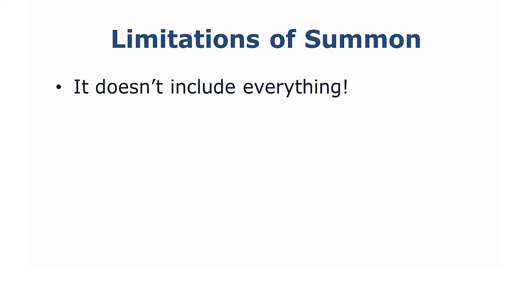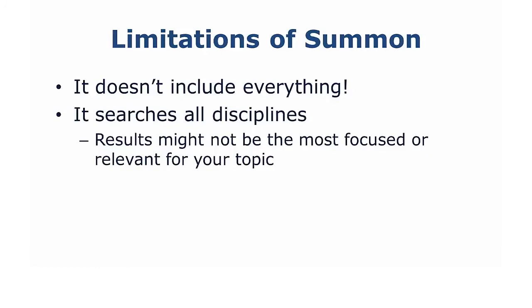Searching Summon is fast and easy, but has some limitations. It doesn't include everything that UBC Library has access to, so by only using Summon, you might miss some useful resources. And it searches all disciplines, so the results might not be the most focused or relevant for your topic. You can find more information and help with Summon from the UBC Library.